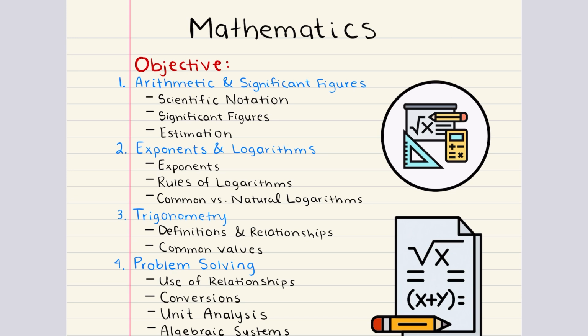Today we're going to be covering Chapter 10 for our MCAT Physics and Math playlist. And this chapter is titled Mathematics. In this chapter, we're going to cover 4 main objectives.